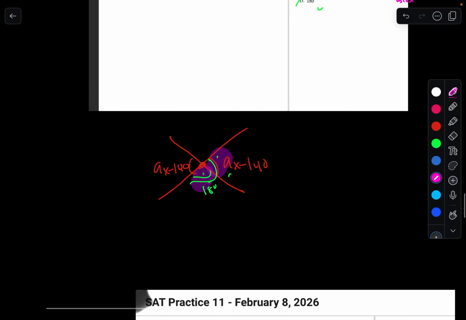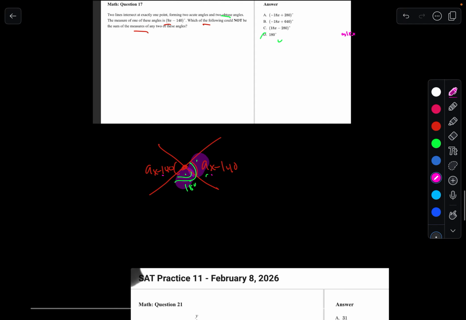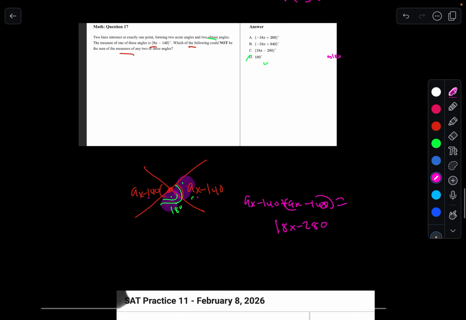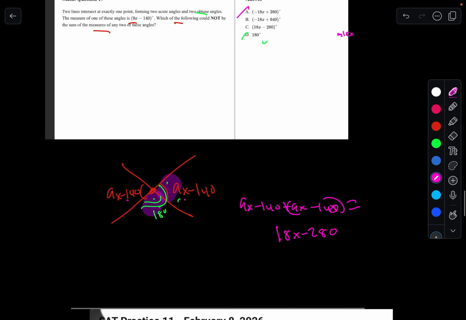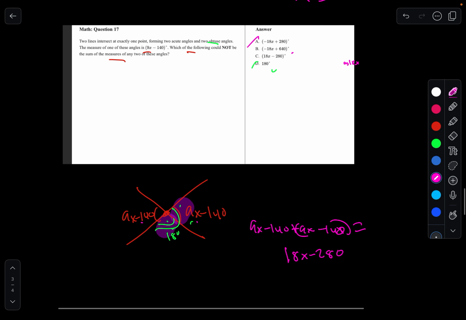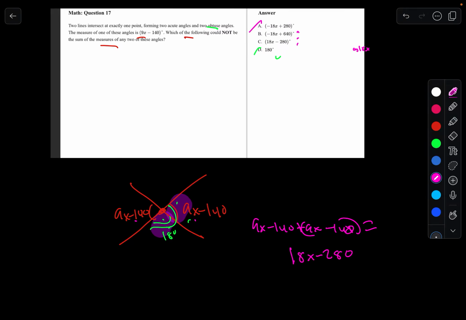And now let's try to find the sum of these two angles. So that's 9x minus 140 plus 9x minus 140. That is equal to 18x minus 280. So that means it can't be this one. So now, which one do we choose? Yeah, that's the hard part. So now we gotta try to find this angle right here. How are we gonna find out?